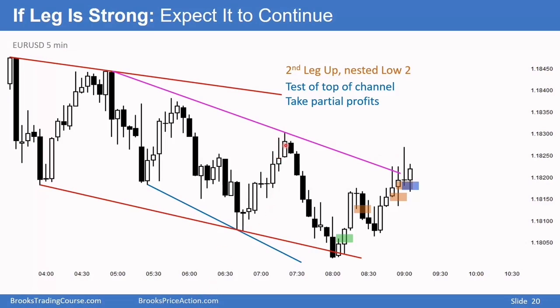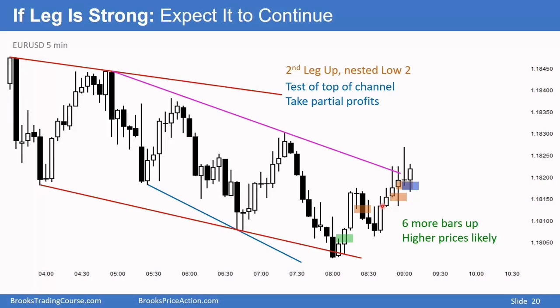Just like here is a reasonably strong leg up, we reverse down. You have to be open to the possibility that another strong leg up and we reverse down to another new low. At this point, I think it's more likely that we will not reverse down to a new low and that we'll either stay sideways or continue higher.